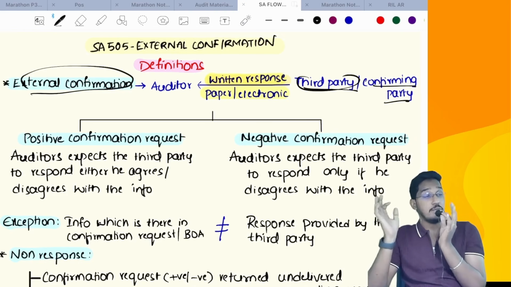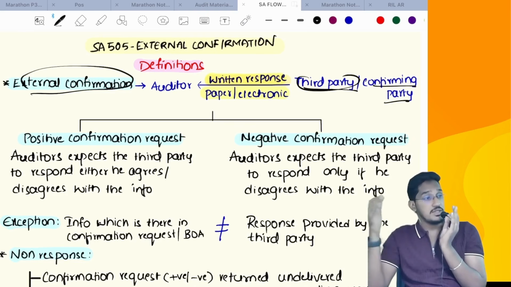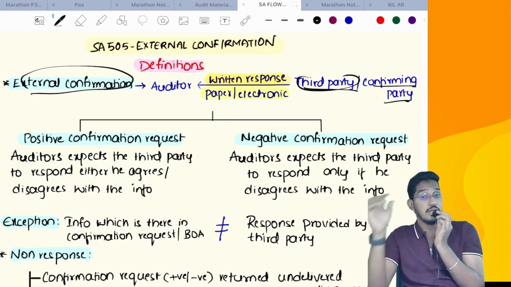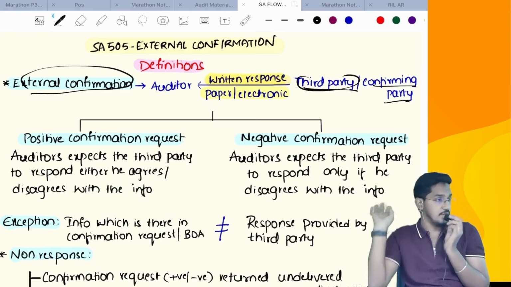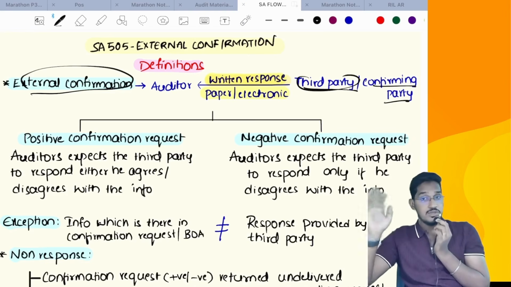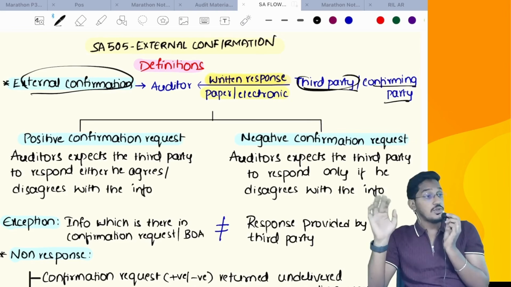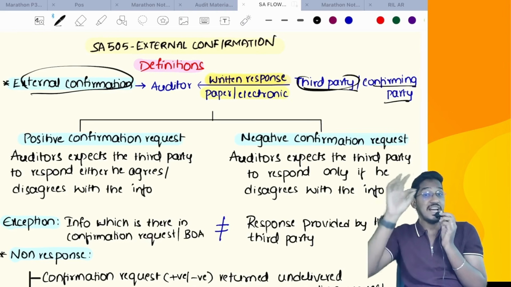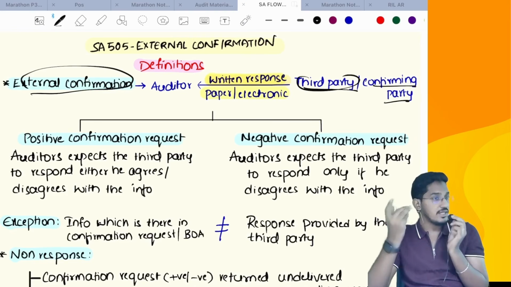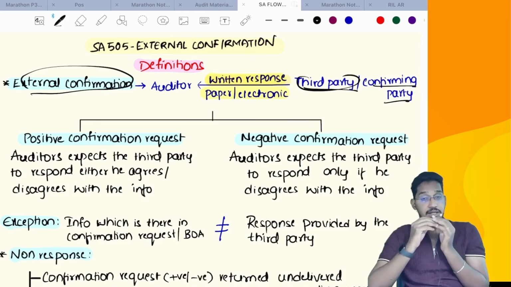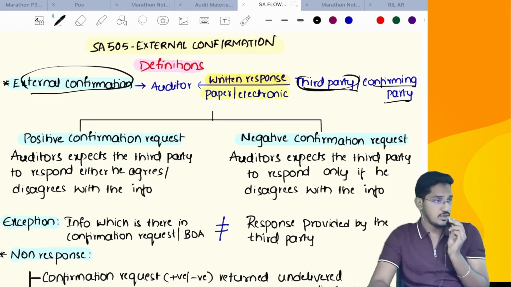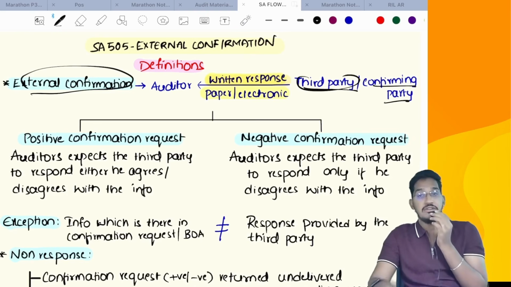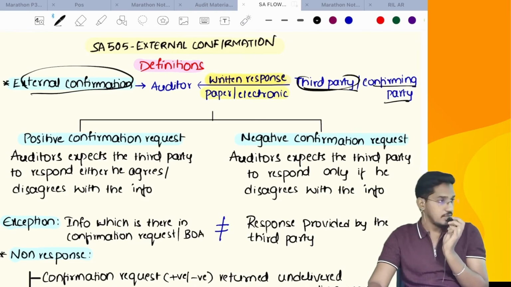You have to determine whether a request is a positive or a negative confirmation request depending on the wording used in the confirmation request, not on the basis of whether you are getting a reply or not. So you have to decide depending on the expectation of the auditor. If he is expecting the third party to respond, either he agrees or disagrees, then it is a positive. If he is expecting a reply only when the third party disagrees, then it is a negative confirmation request. Understood?